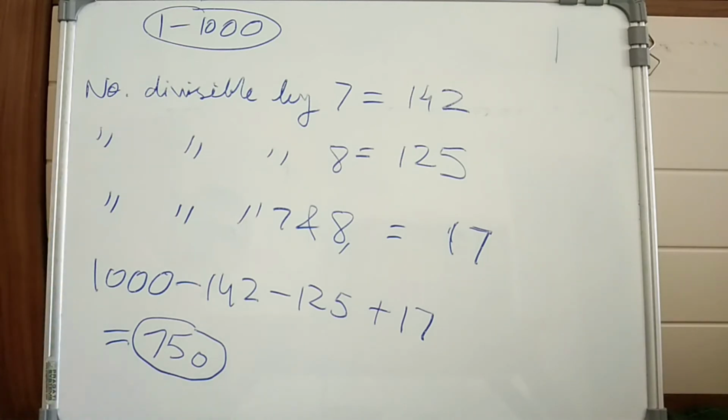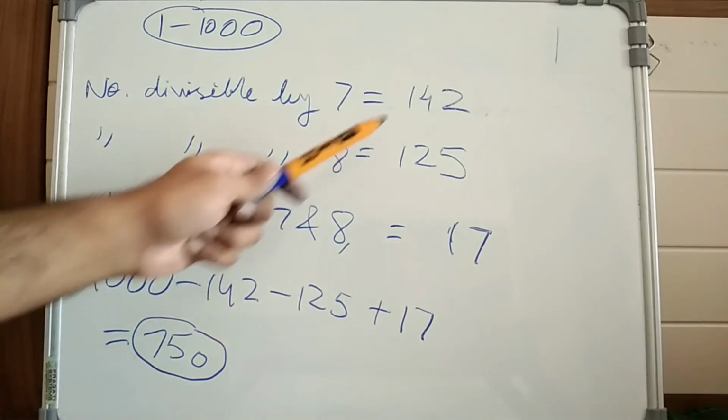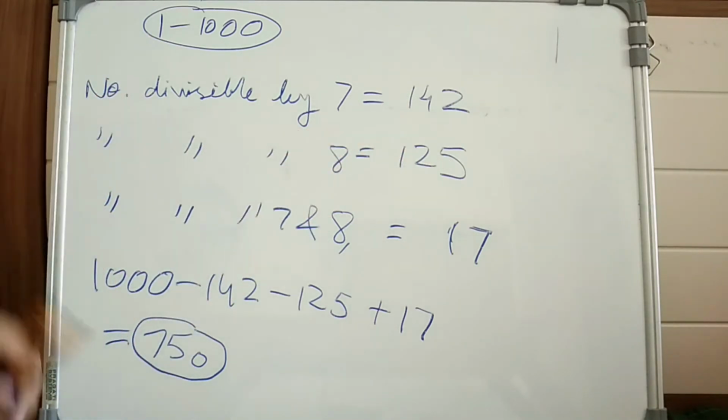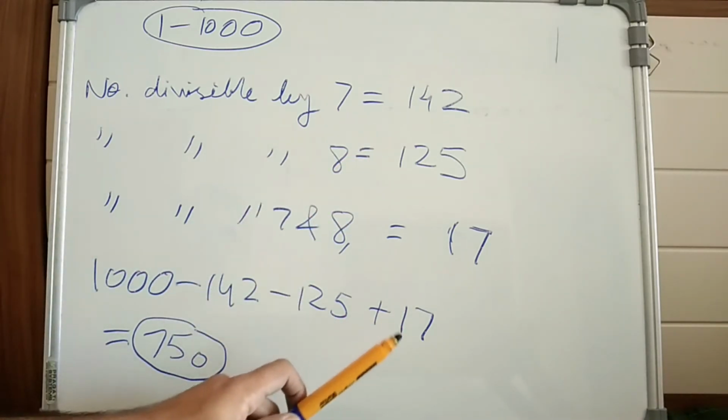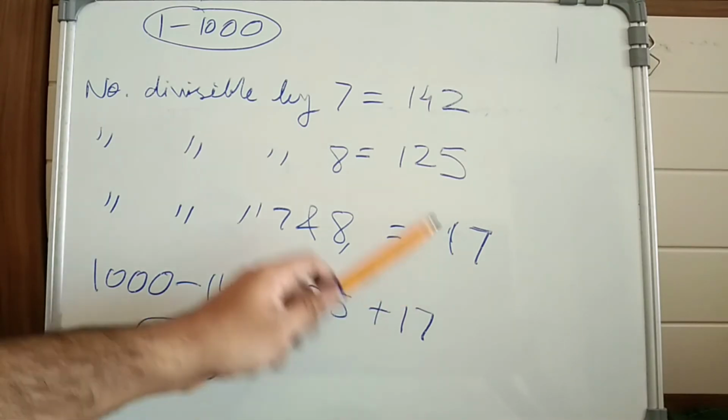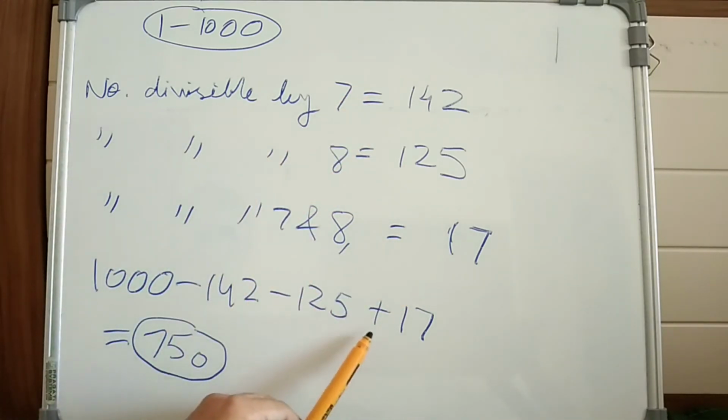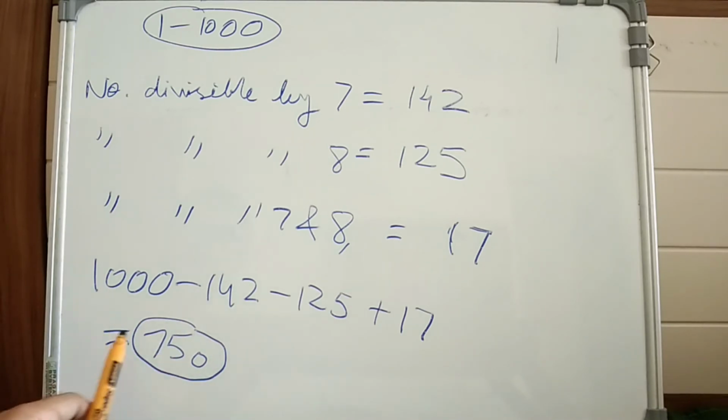So if they are containing 0, that means they are divisible by 7 and 8, and hence we subtract them from the total number, which is 1000. So 1000 minus 142 minus 125 plus 17, because we subtracted 17 twice, so we need to add 17 once, and the answer is 750 to this particular question.